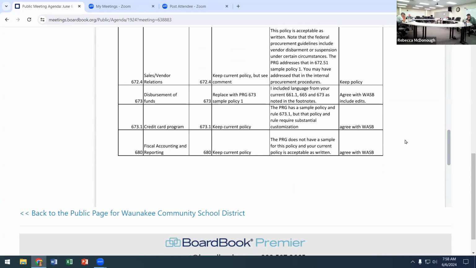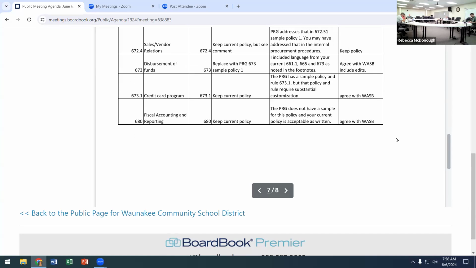673.1 is our credit card program. This is one that we have reviewed in recent years. And our recommendation is to keep, there is a policy from the PRG, but our recommendation was to keep our current policy. 680 is fiscal accounting and reporting. There is not a PRG version to this one, and my recommendation is to keep the one that we have.